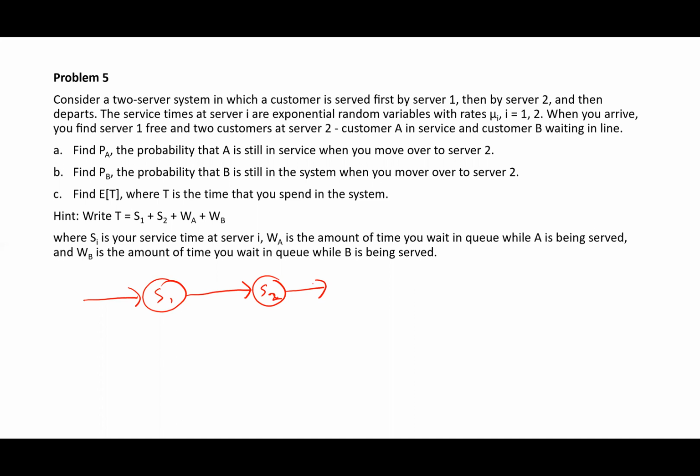When you arrive, you find server 1 free and 2 servers at server 2, customer A in service and customer B waiting in line. So I'll put A over here to represent that A is in service. I'll put B over here representing the fact that B is waiting for service. And I'll put X as myself or you, the person who just arrived.